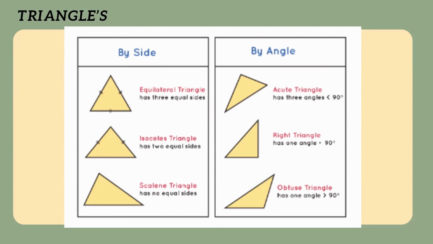And by angle, there are acute triangles, which have all three angles less than 90 degrees. Next is a right angle triangle, which has one angle at 90 degrees, as you can see here. This one is a 90 degree. An obtuse triangle means it has one angle which is more than 90 degrees.